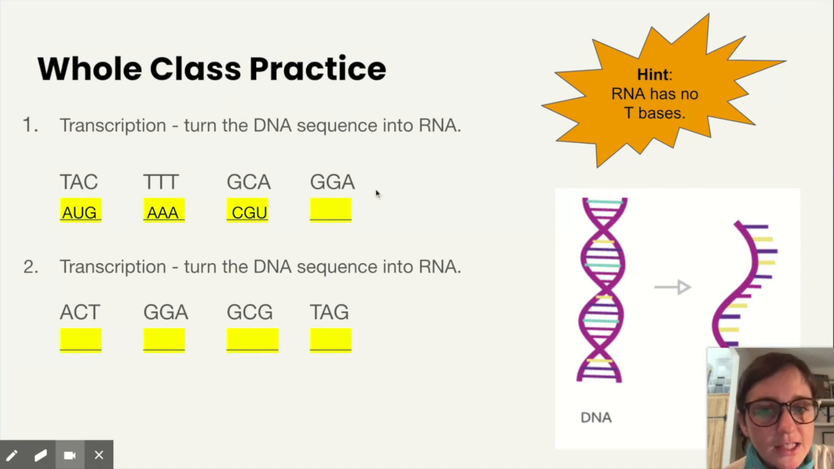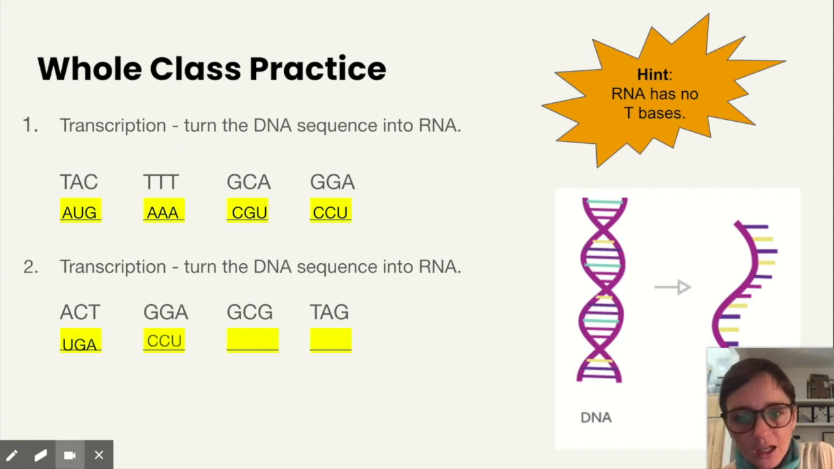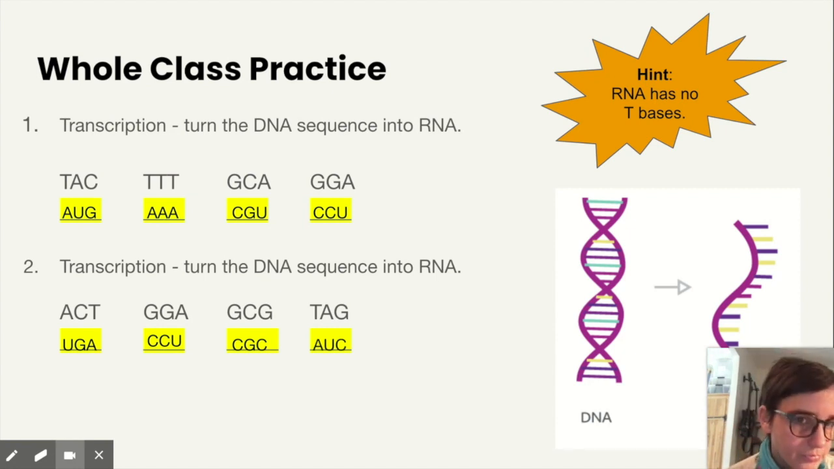And then we'll do our last one. We should have C, C, U. Go ahead and do the next one on your own, and then I'll pop up the letters and you can check yourself. All right, let's check it. UGA, CCU, CGC, and of course, AUC.